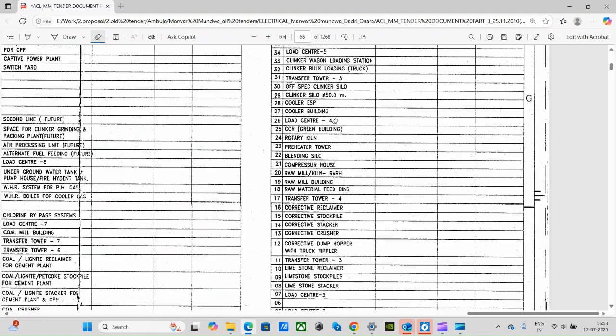Now, load center is one of the very important buildings where all the HT boards, LT boards and the transformers are kept. It is where the distribution starts, from one load center to another load center and finally to the load. That is how the power distribution works. So we need to identify these buildings first.